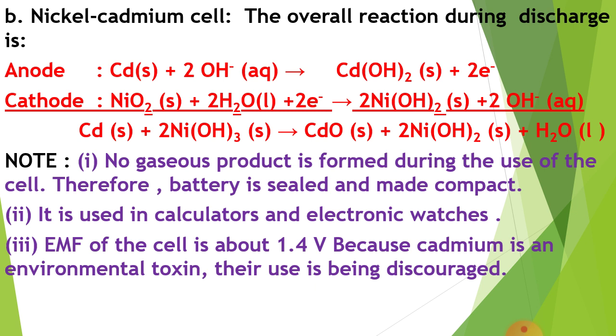Sometimes the question asks about the batteries and the reactions occurring at anode and cathode, with overall reactions, in the board examination. Now note here, as you look at the overall reaction, no gas product is formed during the use of the cell, therefore the battery is sealed and made compact. Second, it is used in calculators and electronic devices. Third point, the EMF of the cell is about 1.4 volt.